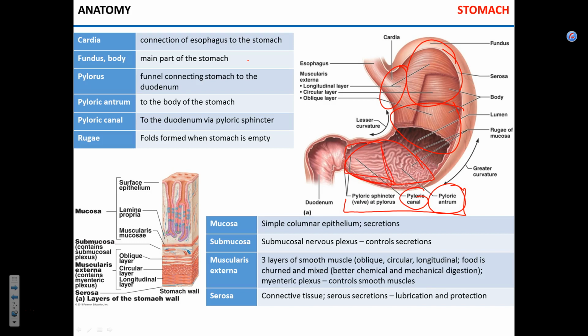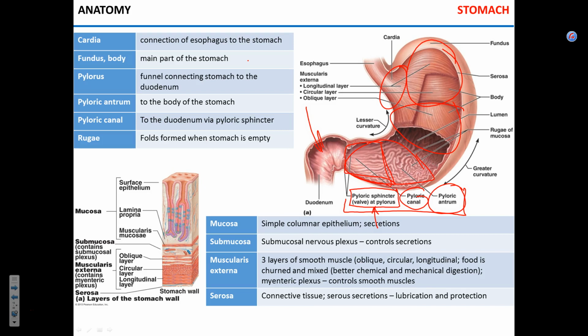the part that is abutted by the duodenum right here. The duodenum is the part of the small intestine. Now, the pyloric canal and duodenum are separated by another sphincter, which is called the pyloric sphincter.